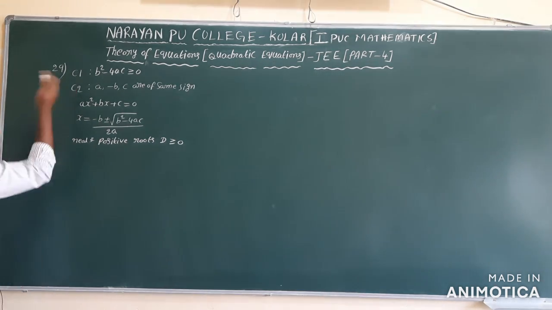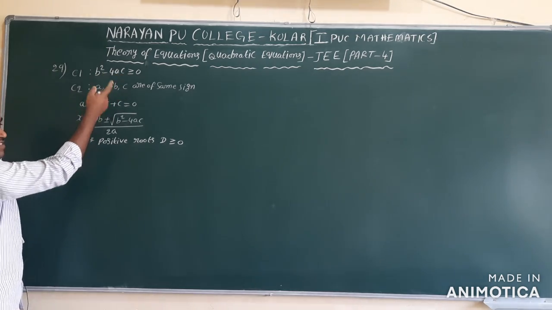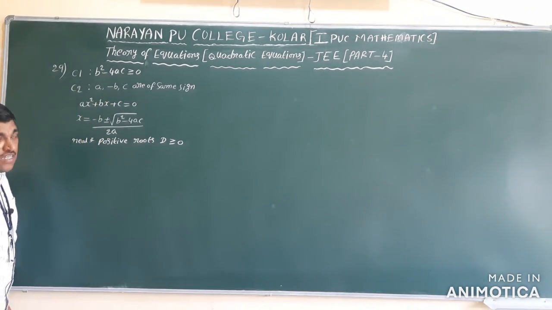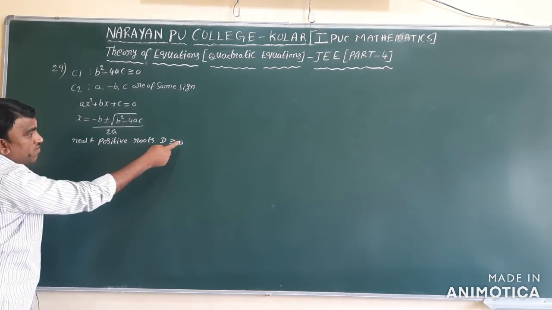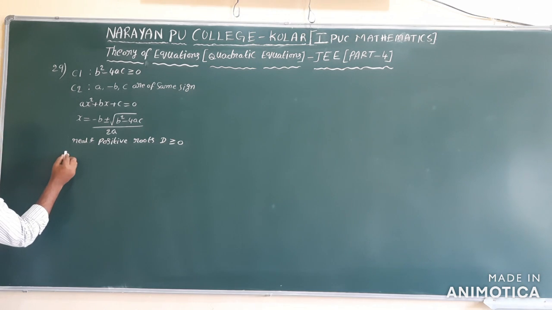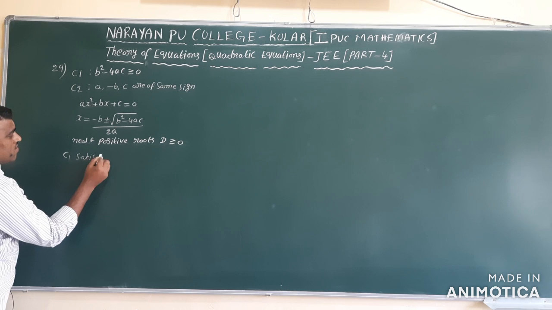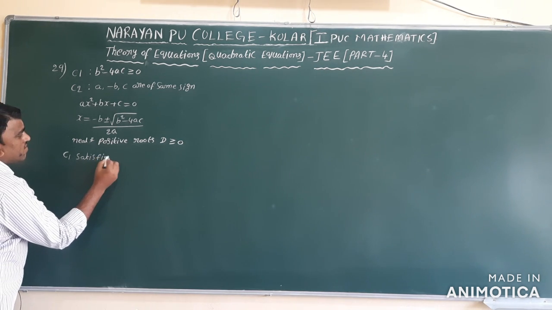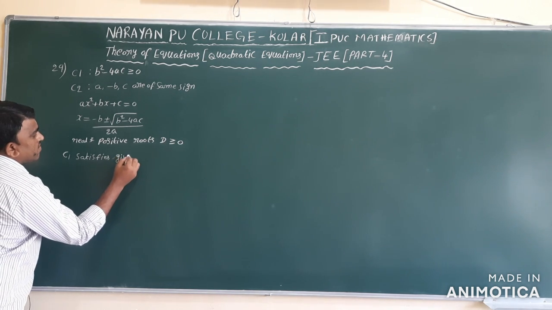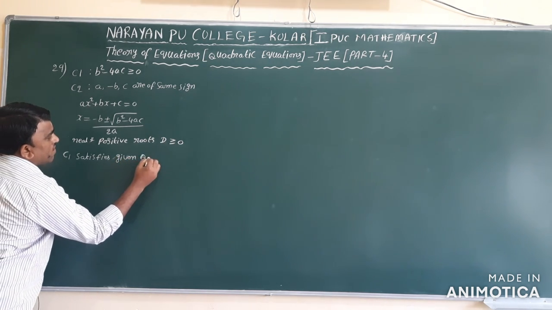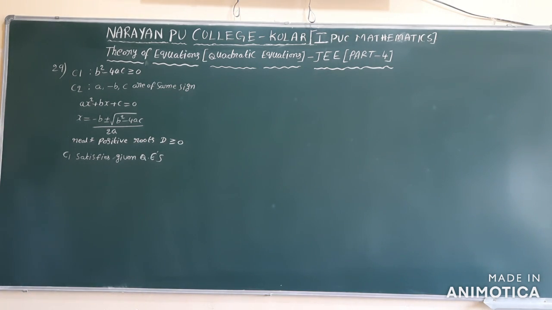Now if you see, C1 is b square minus 4ac. What is b square minus 4ac? Discriminant. The discriminant is greater than or equal to 0. Here also the discriminant is greater than or equal to 0. Directly, C1 satisfies the given quadratic equation. Then what about C2? We need to verify.